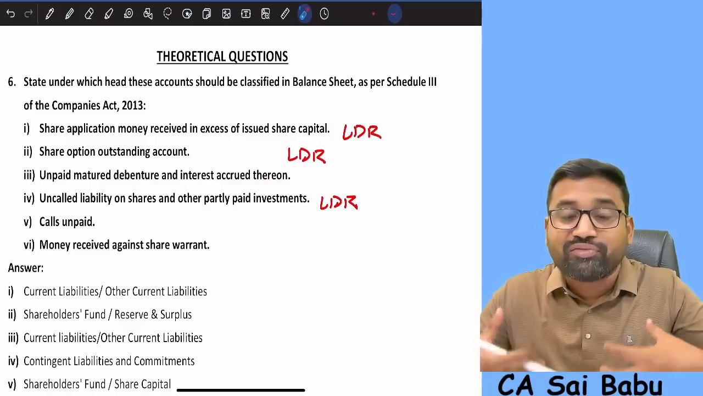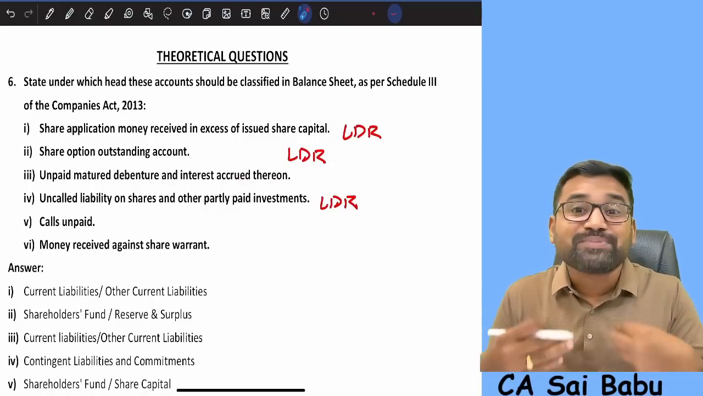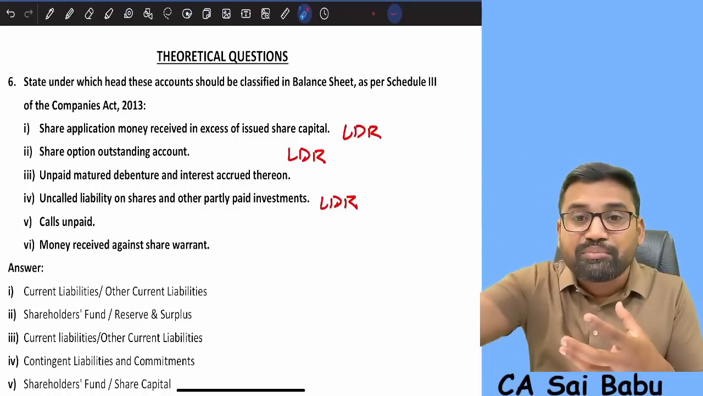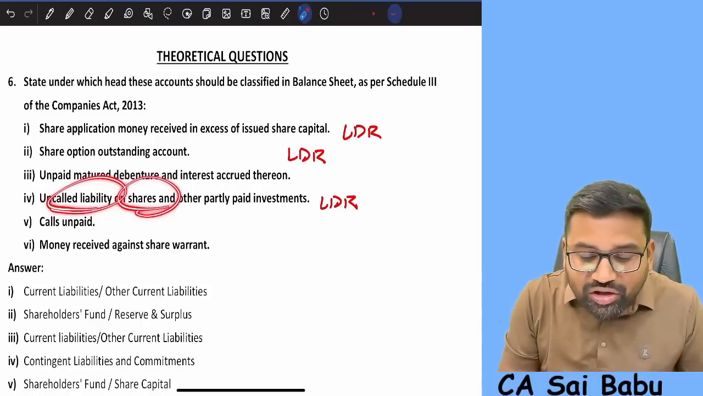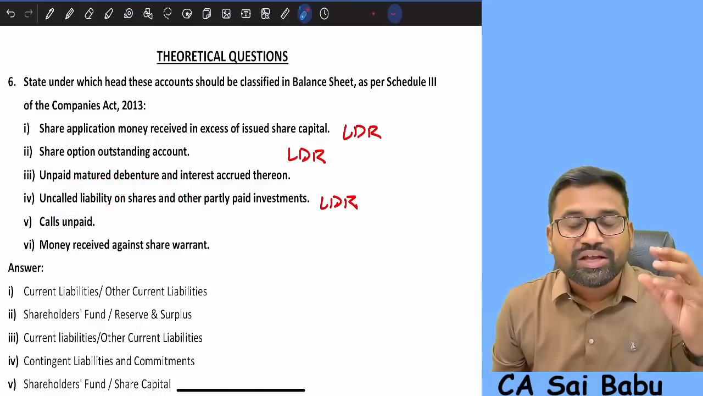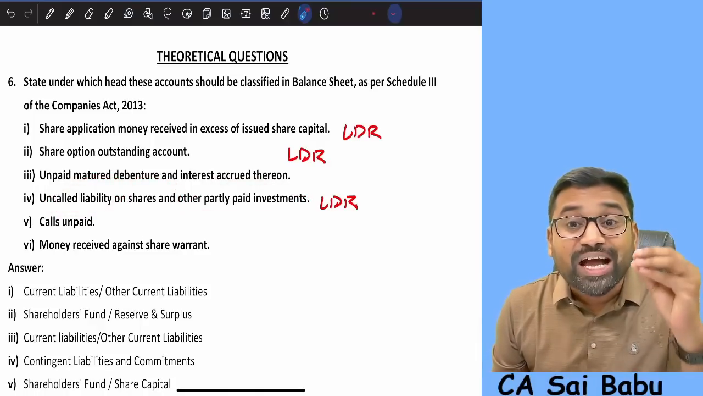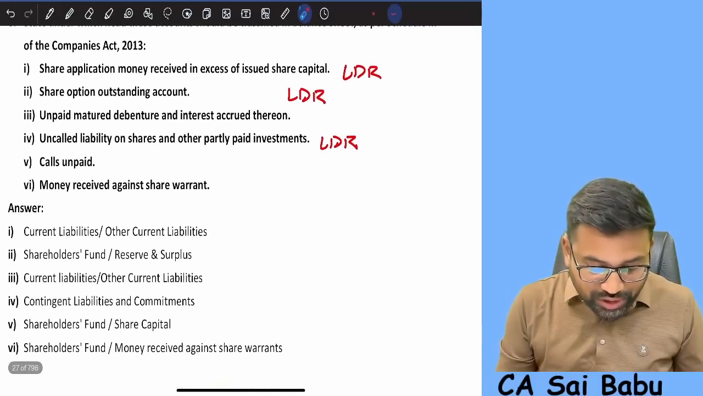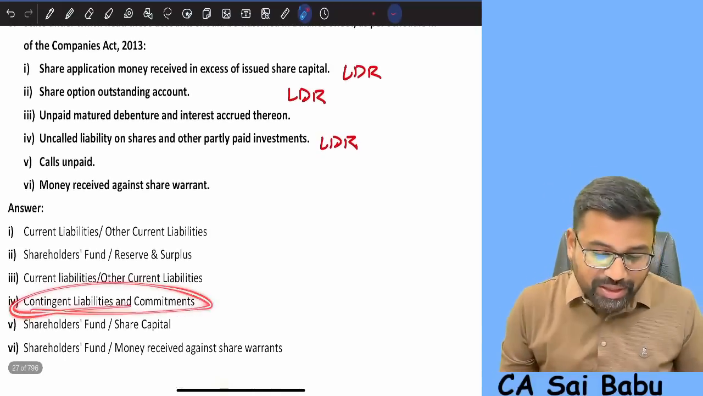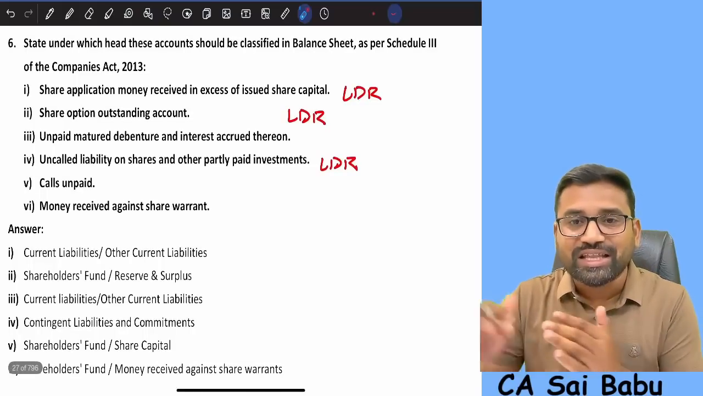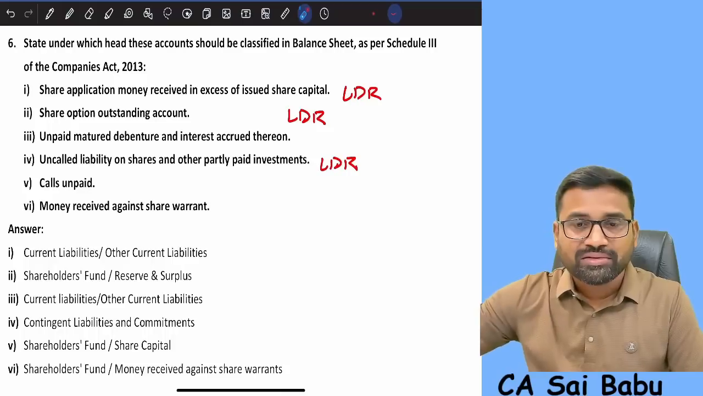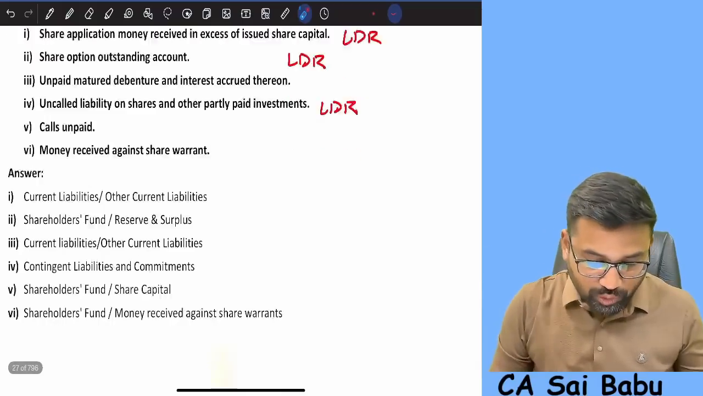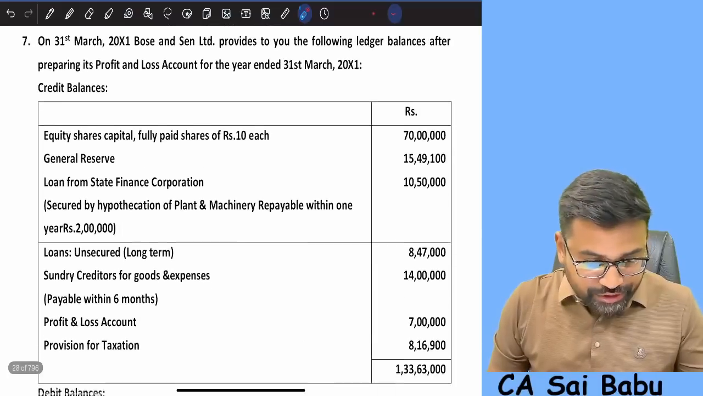Your company or your business has made an investment. In respect of that investment, if the other company where you invested calls now, you need to pay. That is called uncalled liability on shares and other partly paid investments. Now, that will be part of your commitment. So, that will be shown as a part of contingent liabilities and commitments. Suppose I invested in 10,000 shares of another company, 5 rupees paid, and the remaining 5 rupees I will pay when they call. So that is called a commitment. Okay. Next.